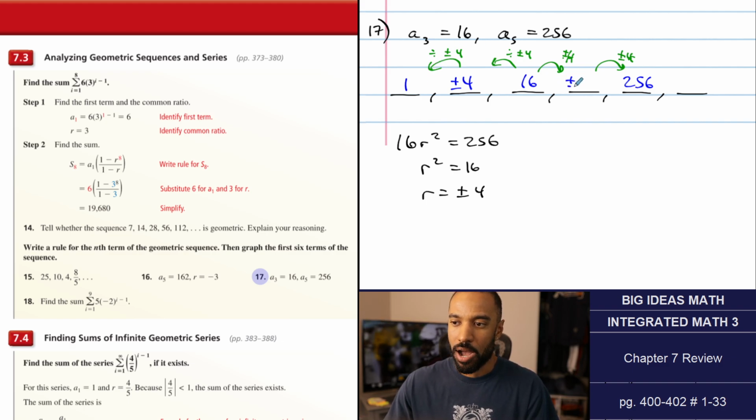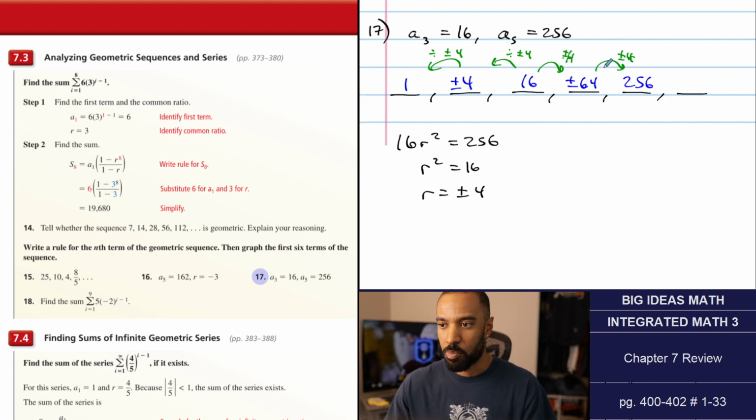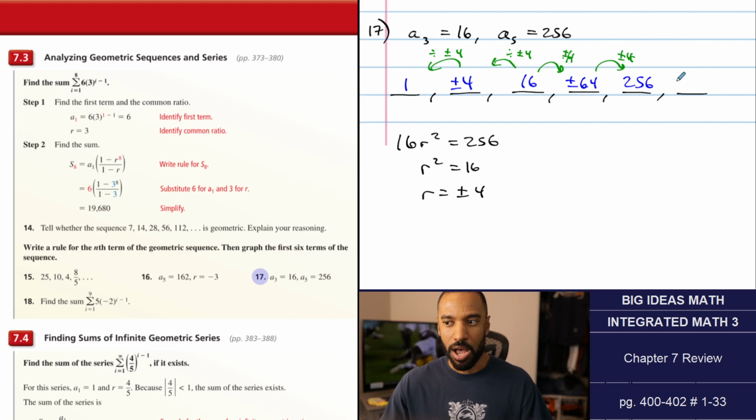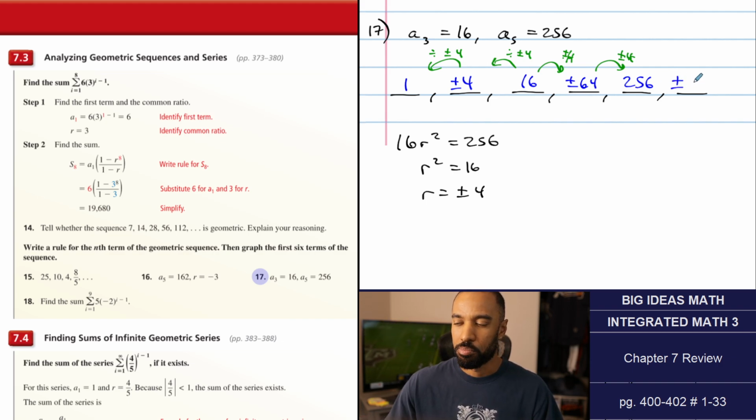This one can be either positive or negative 64. If you're multiplying by positive 4, then it's positive 64. Multiply by negative 4, and it's negative 64. But then you get the positive 256 all over again. And then times plus or minus 4 again is 1024 here.